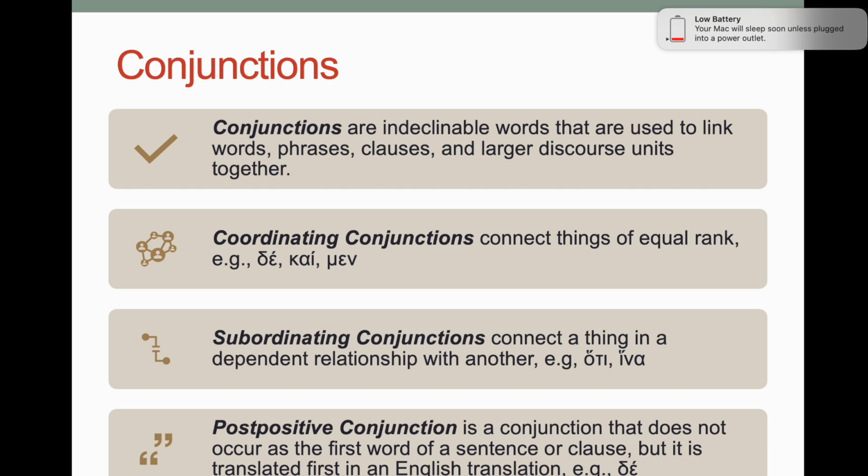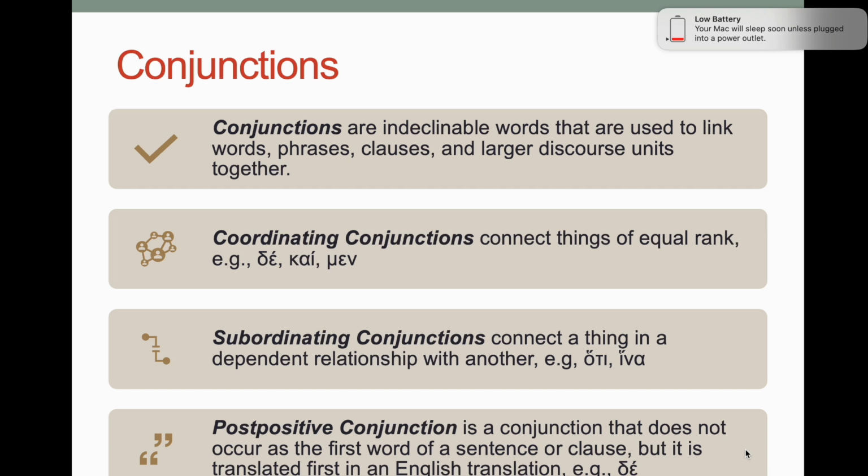And there are two types of conjunctions. There are coordinating conjunctions, which connect things that are of equal rank. For instance, de means but or and. Kai means and. Men means on the one hand, on the other hand. Then you have subordinating conjunctions, which subordinate a clause in a dependent relationship to another clause. For instance, you have two examples here: hoti, which means because or that, and hina, which means in order that.